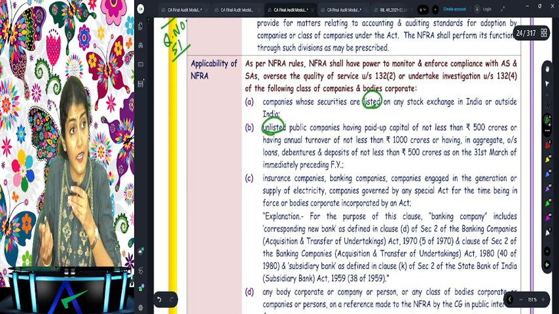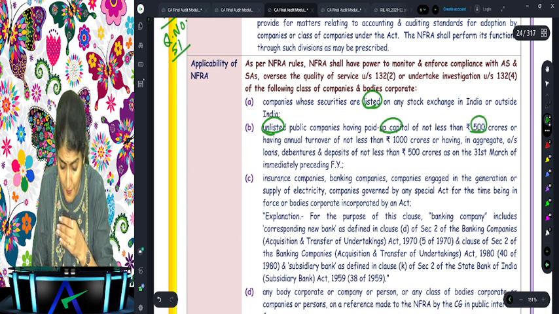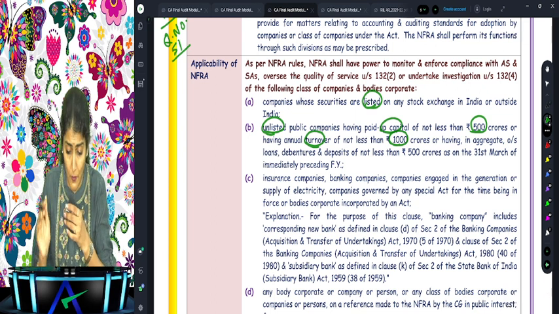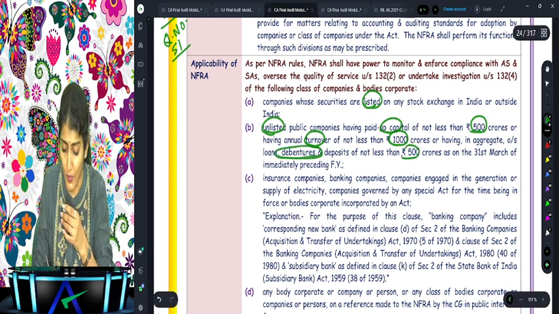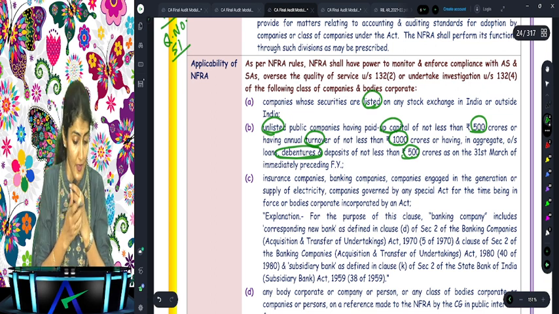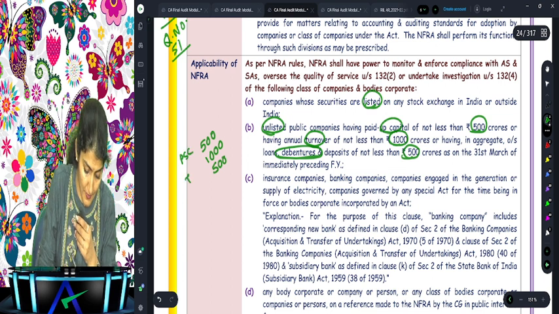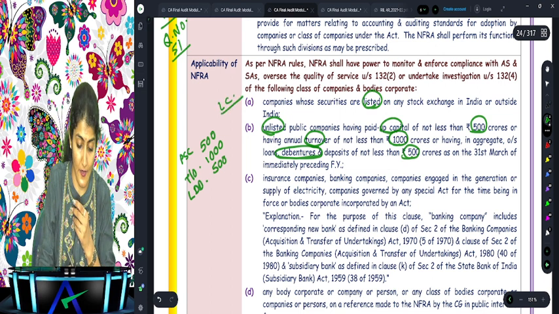In unlisted, having paid up share capital of more than or equal to 500 crore or having the turnover of more than or equal to 1000 crore or having the LDD, loans, debentures and deposits of not less than 500 crore. Right? So for unlisted, the 500, 1000, 500. A paid up share capital, turnover and the loans, debentures and the deposits. Right? First is LC, listed companies.